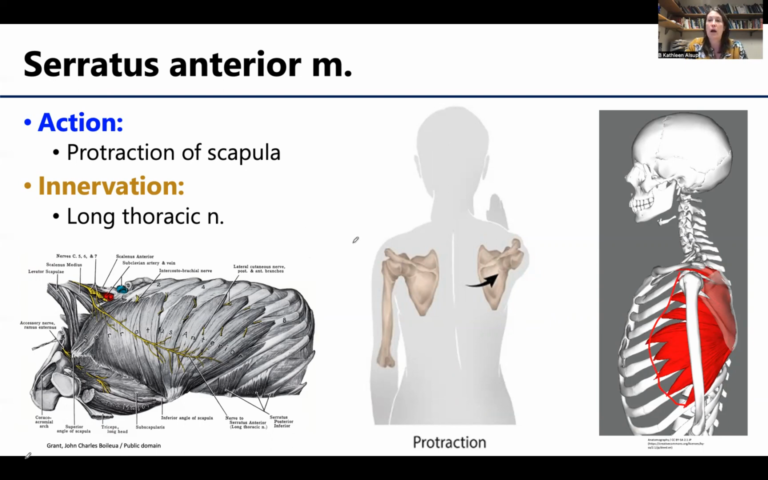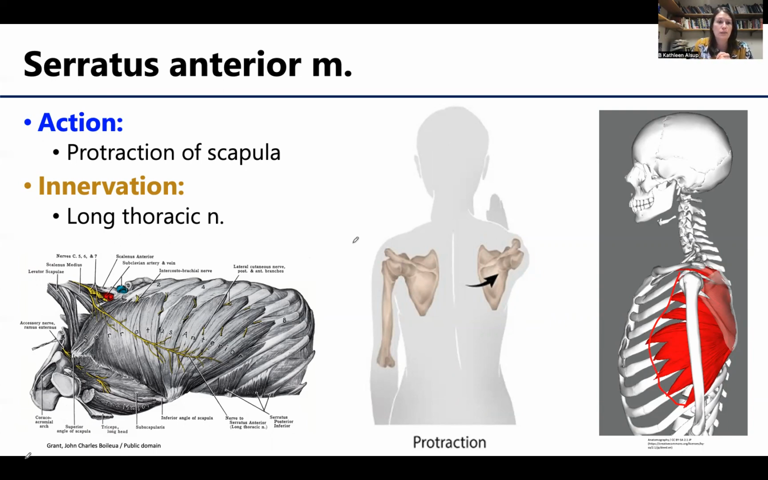And this is a very powerful protractor of the scapula. So think of the scapula moving forward. And that's where the serratus anterior is going to play its bigger role. Sometimes you can see these fairly hypertrophied. So think of the types of actions or activities or exercises that would play a role there.